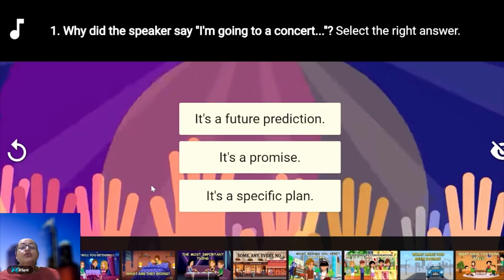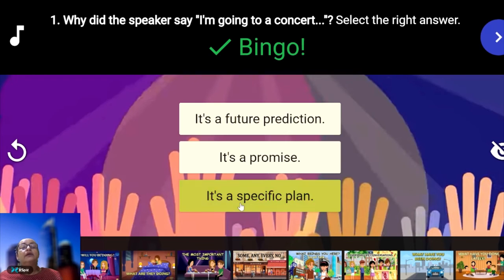Okay, so here you should pick the right answer. If you pick the right answer, it's going to say bingo. But if not, it's going to say ah. Let's see why this speaker says I'm going to a concert. Select the right answer. Okay, what is the right answer? It is a promise, it is a future prediction, it is a specific plan. Okay, it is a specific plan. So we got that right. So if that is right, or if you complete this question, let's go to the next one.